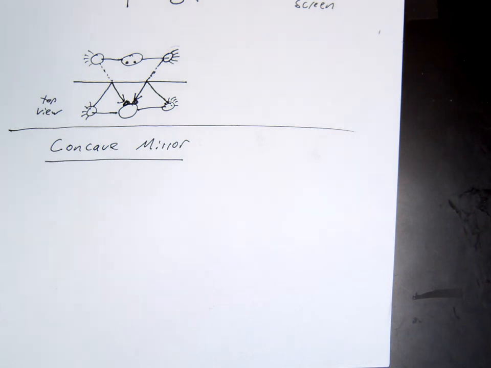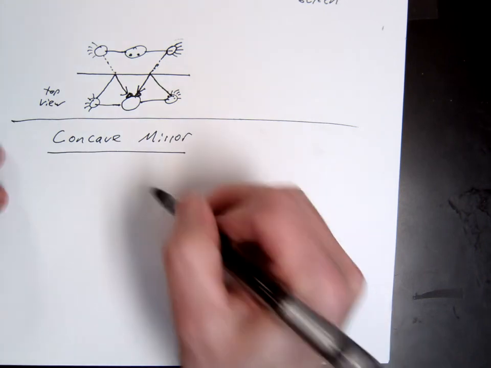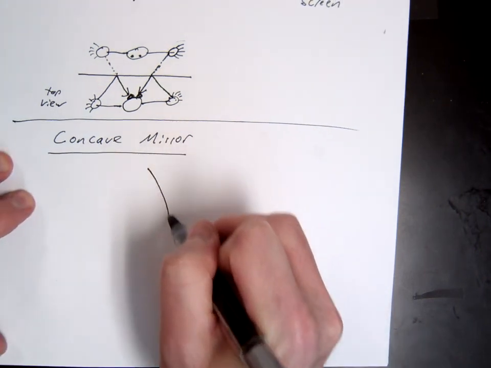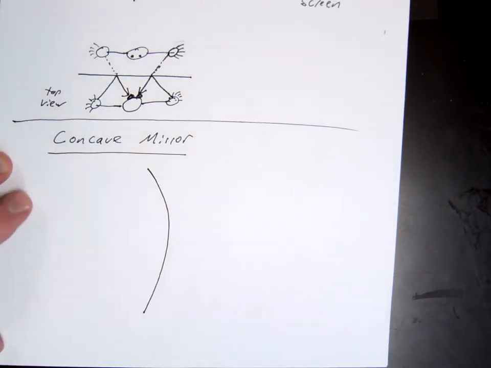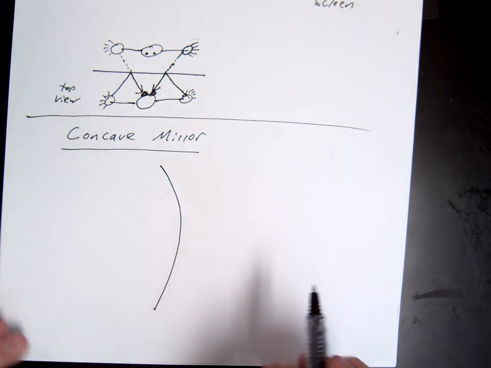So that's a concave mirror. So let's draw this out. What I'm going to do is go over the theory of the concave mirror. And if you do have other colors, not necessarily right now, but later it will be useful to have them. So here's the theory of the concave mirror.